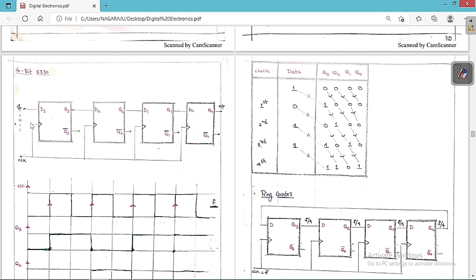Now listen carefully. I am going to give the input in this fashion. Initially, this is the positive edge triggering. Then I am going to give input in this fashion: 1, 0, 1, 1. And then I want to see how this input is passing through each and every stage, how it is varying inside.